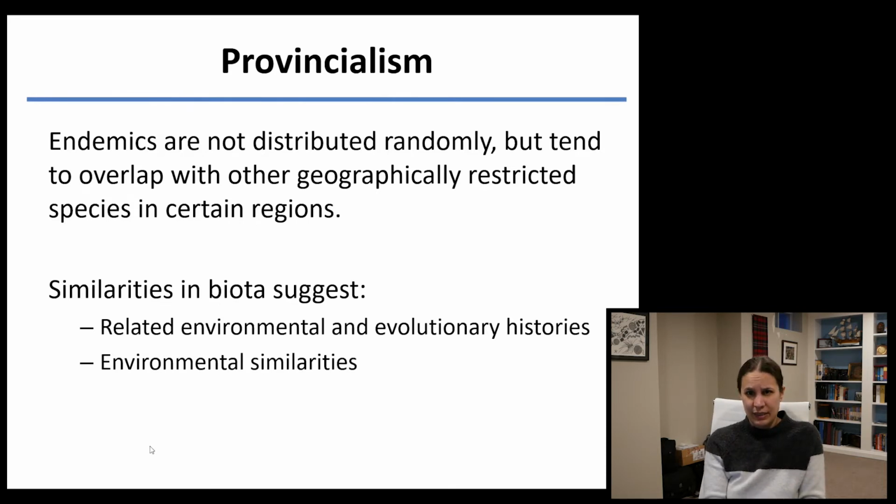The cosmopolitan species distribution is not going to be particularly useful for identifying biogeographic regions because it's found in many different locations. But it's those individuals or those species that are restricted to certain areas that start to give us these biogeographic regions or provinces. So we have geographic regions that are similar in their endemic assemblages. These similarities in biota suggest 2 things. They suggest that these regions have related environmental and evolutionary histories, and they suggest that they have some present-day environmental similarity, for example, in climate or habitat.